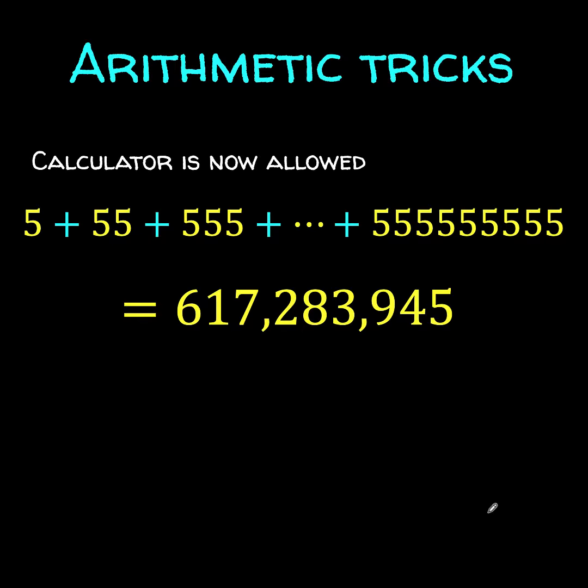And this arithmetic problem is now solved. And see the beauty of mathematics.